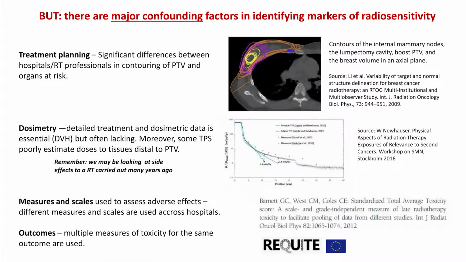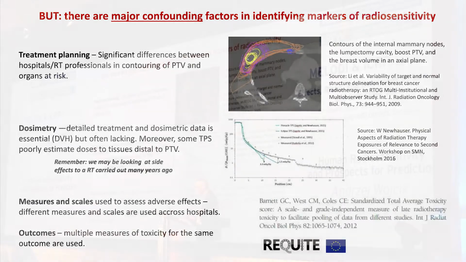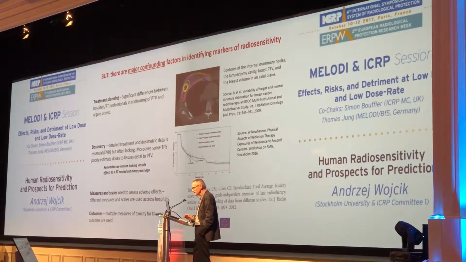But there are major confounders that we have not overcome. And some of them are well known, and some of them, I think, are less well known. So one confounder that I usually don't find that people take account of is the difference in contouring or delineation of organs at risk, or generally of the target that is supposed to be irradiated.